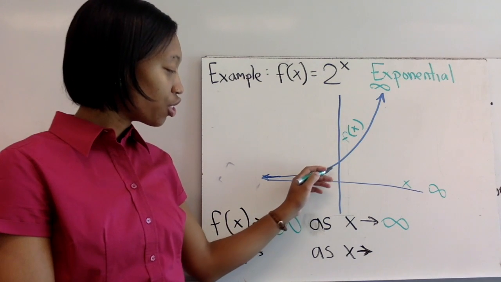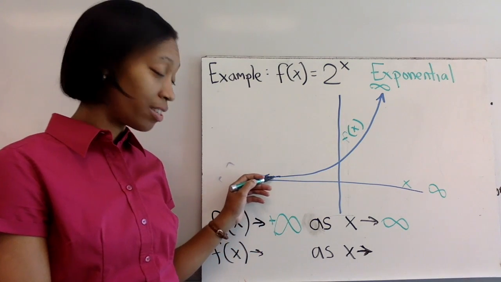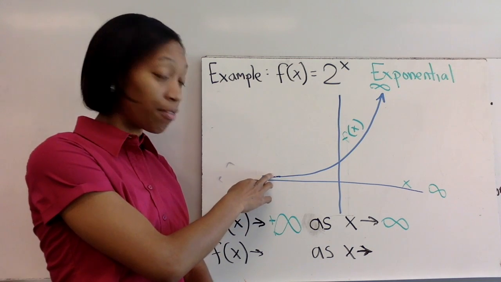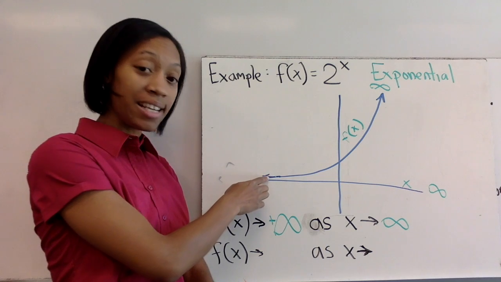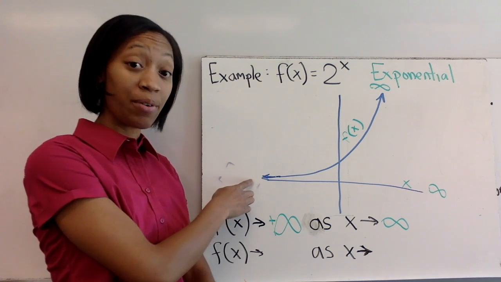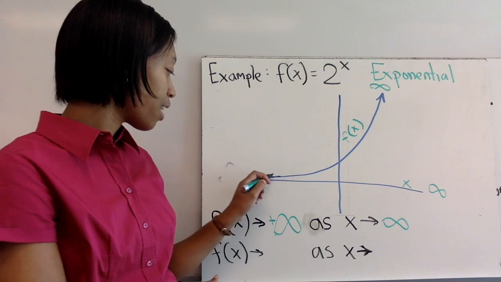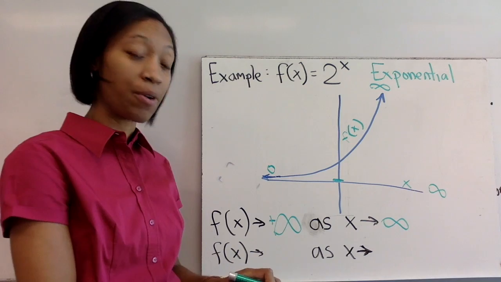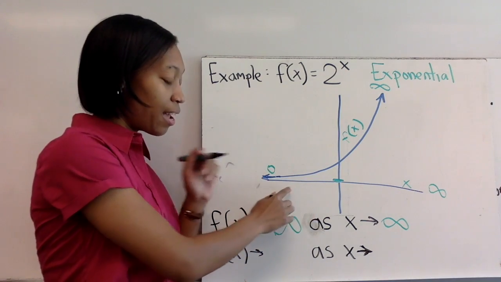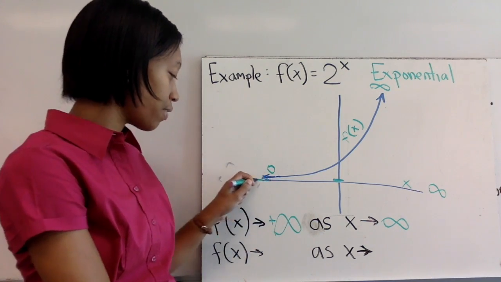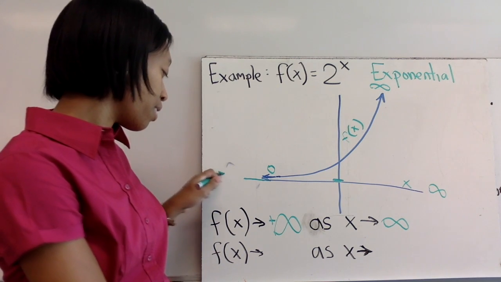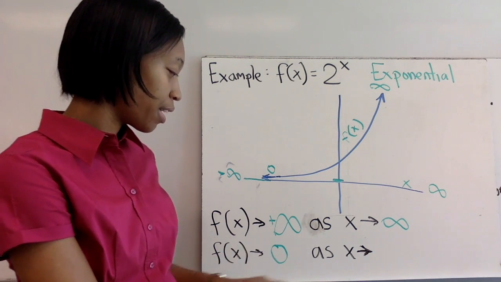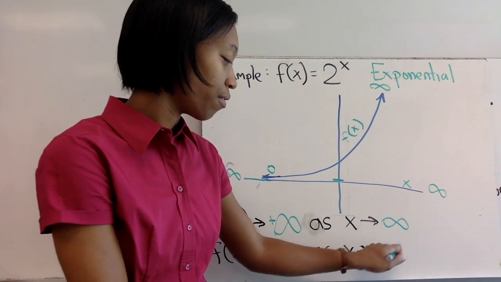It doesn't look like my function is going to go on and on to negative infinity. It's kind of leveling out here, isn't it? What value is the function approaching? It's getting closer and closer and closer to 0. It looks like the function itself is getting closer and closer to the 0 line. And what is the x value doing? As the x value is getting closer and closer to negative infinity, f of x approaches 0 as x approaches negative infinity.